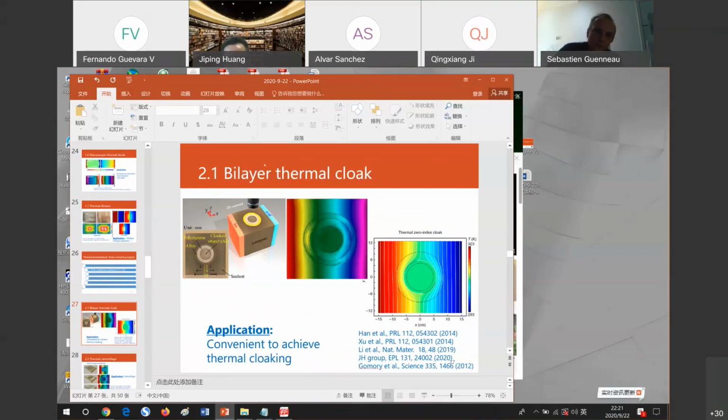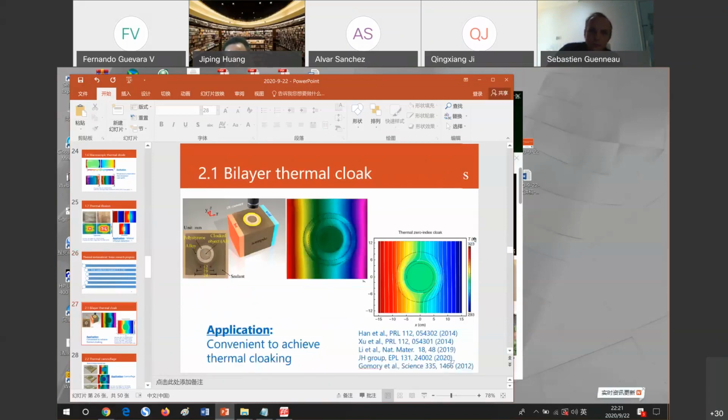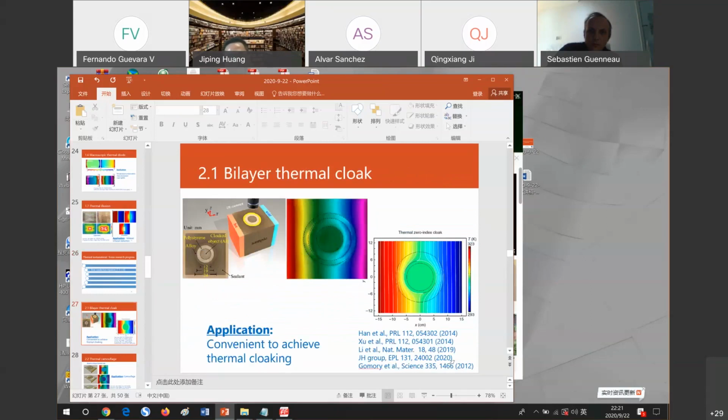Actually, for bilayer thermal cloak, the most important thing is they can use the heat conduction equation to solve this equation exactly, and then they can obtain the distribution of thermal conductivity according to different geometrical size. So if we use different shapes, such as a non-regular shape, actually we cannot solve this equation directly. Analytically, we cannot solve it. So from this point of view, we cannot design a bilayer thermal cloak for non-regular shapes.